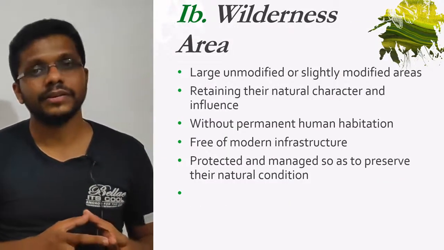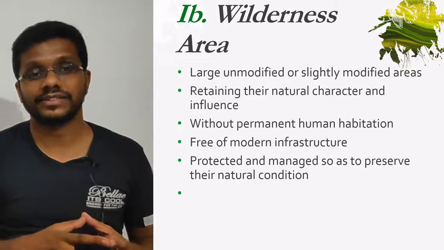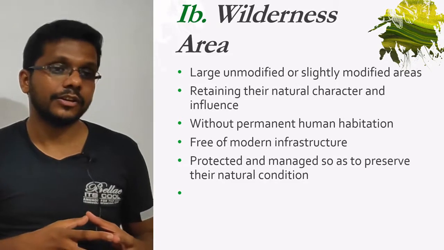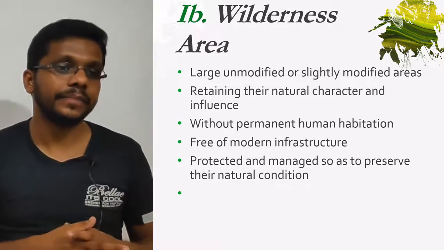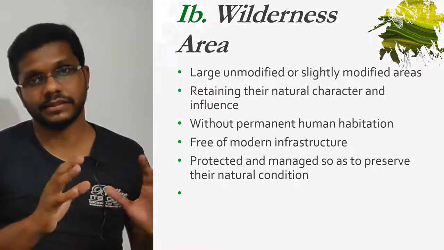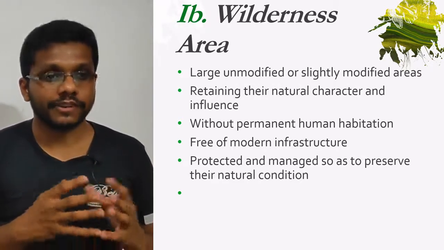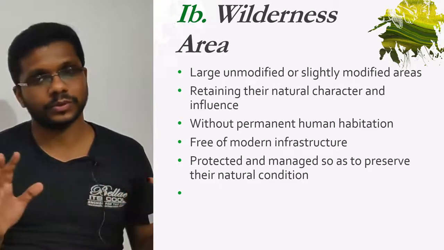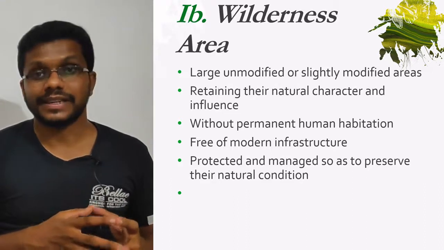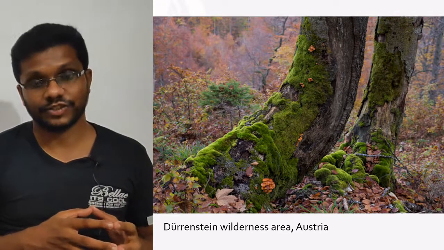Next, 1B. 1B is wilderness area. They are large unmodified or slightly modified areas. They retain their natural characteristics and influence, but not as much as the 1A area. It should be without any permanent human habitation. The 1B protected area should not have any permanent human habitation. Free from modern infrastructure, no homes, no dams, so nothing will be permitted there. Protected and managed so as to preserve their natural conditions. An example is the Dachstein Wilderness Area, Austria.